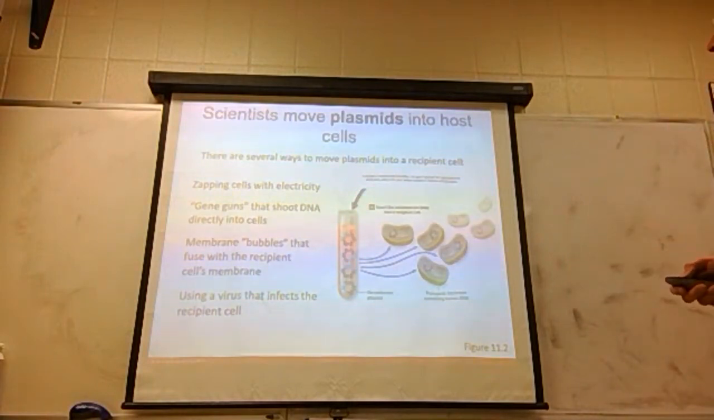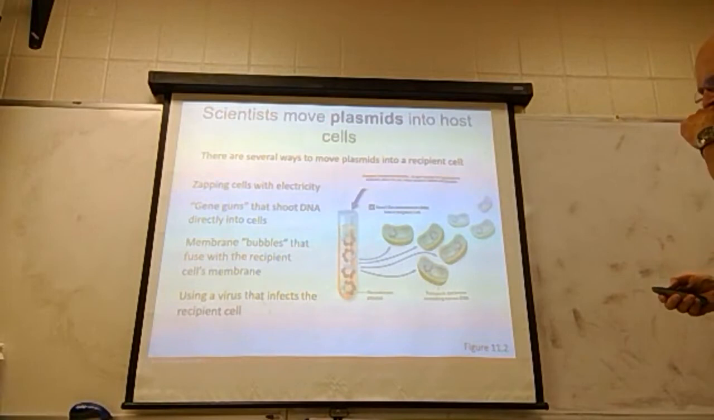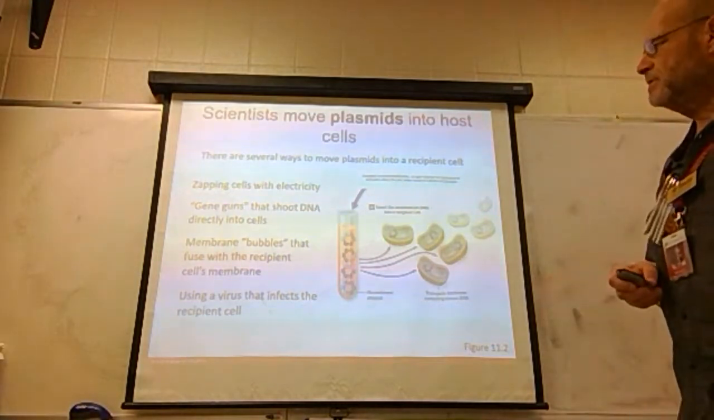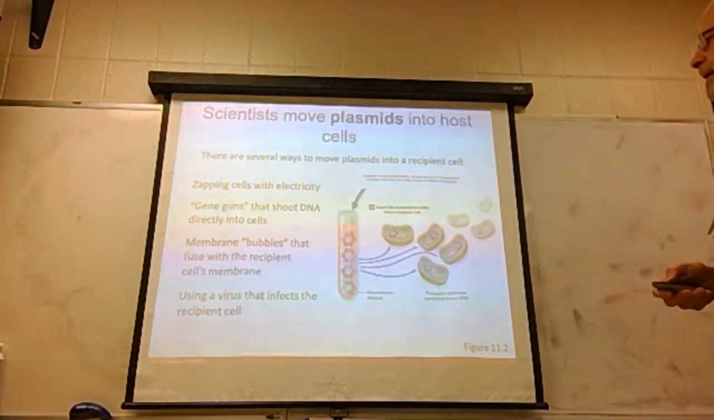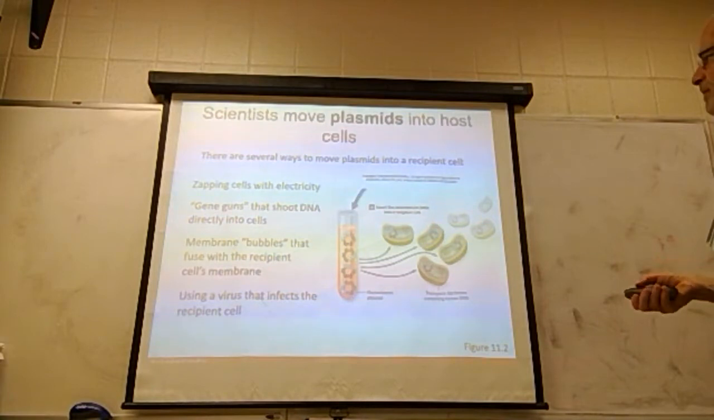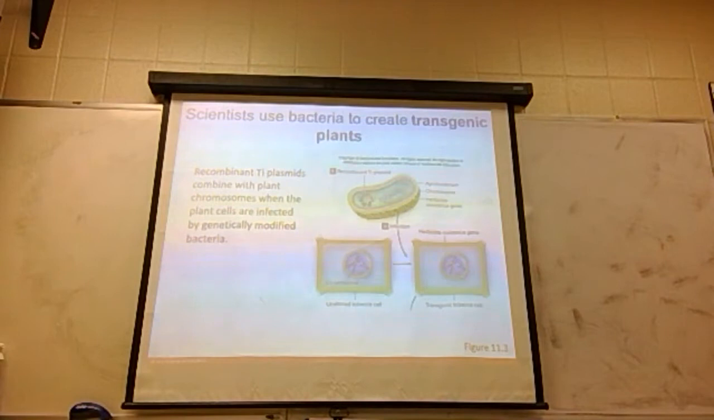There are several ways to move plasmids into host cells. We can zap them with electricity. We can use something called a gene gun that shoots DNA directly into cells. The gene gun is used almost exclusively in plants. We can use membrane bubbles that fuse with the recipient cell, or we can use a virus to infect the recipient cell. So there are several different ways to get the new DNA to insert itself into the original plasmid DNA.